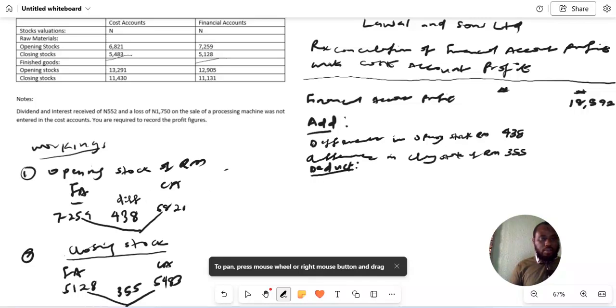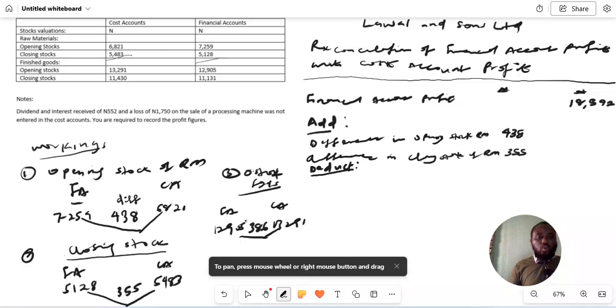Let's have working three here. Working three, we have opening stock of finished goods. So here we have for FA and for CA. For FA we have 12,905 and for CA we have 13,291. So we have a difference, 13,091 minus 12,901. That should be 386.